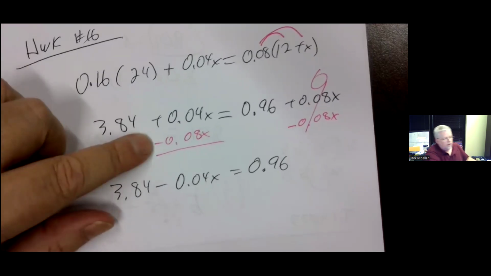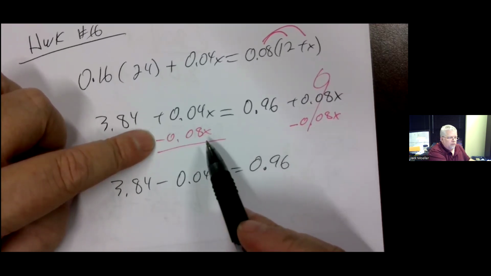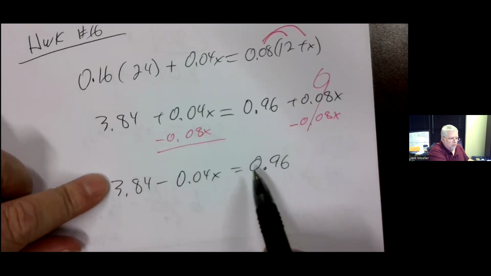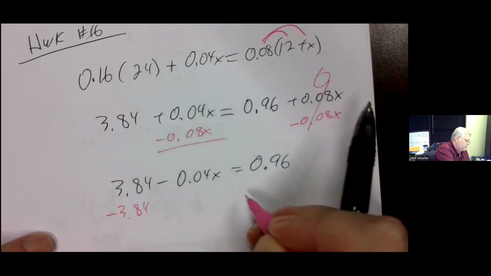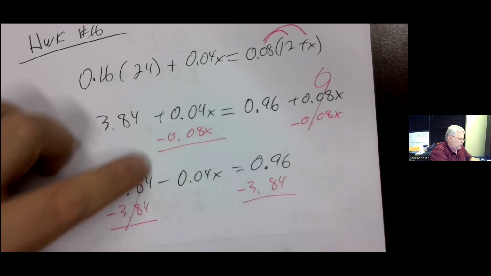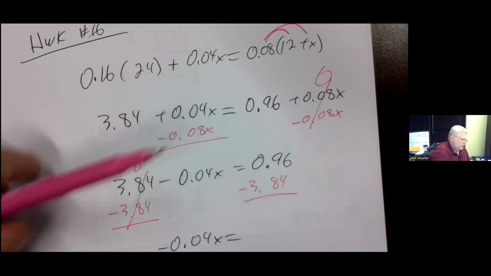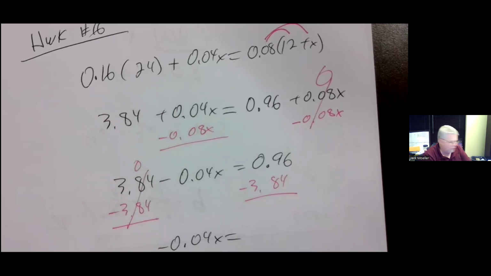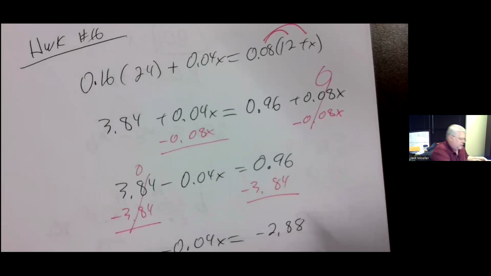And again, when it comes to decimals, don't be bashful about grabbing a calculator. I do it all the time. All right. So now we've got all the variables on the left. Now we need to get the 3.84 over. It's plus 3.84, so we're going to subtract it. Don't lose that negative sign. So negative 0.04x is equal to 0.96 minus 3.84, which is negative 2.88.